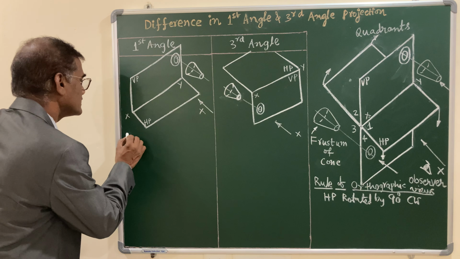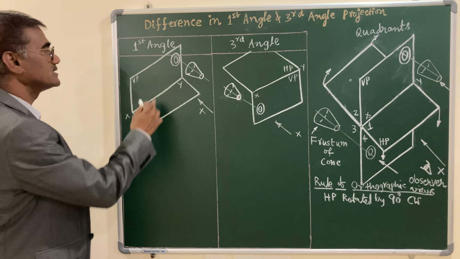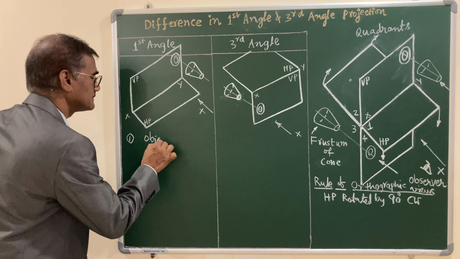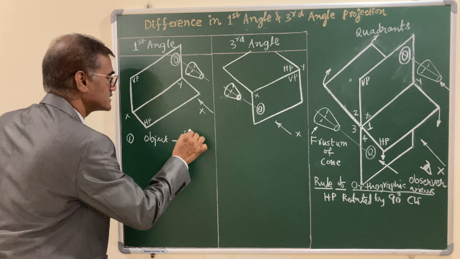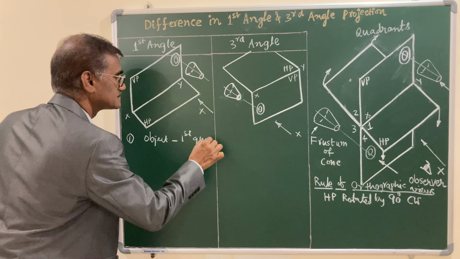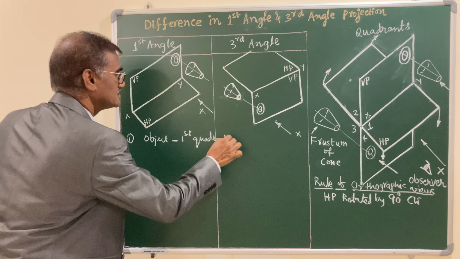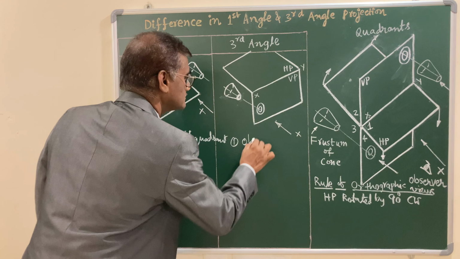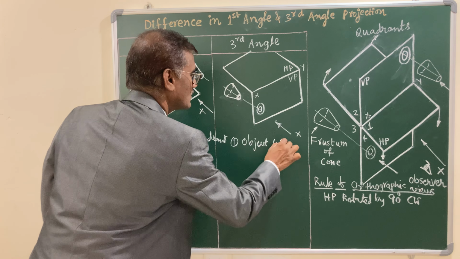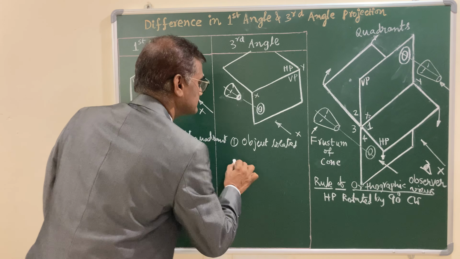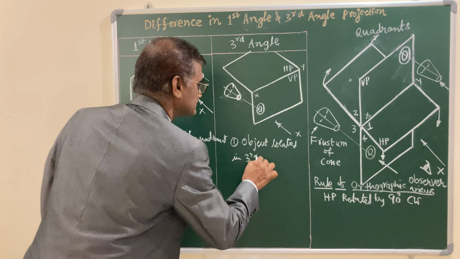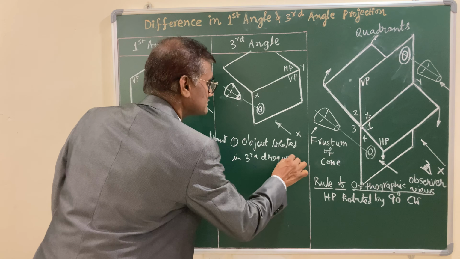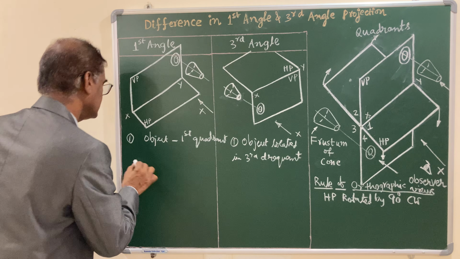The very first point you have to understand is that the object is located in the first quadrant. I am writing object in first quadrant, and on the other side the object is located in the third quadrant. This is the first point you have to understand.